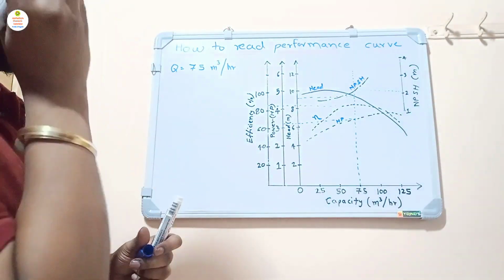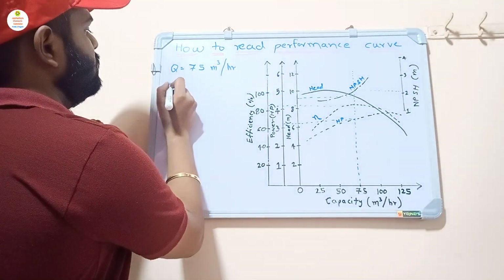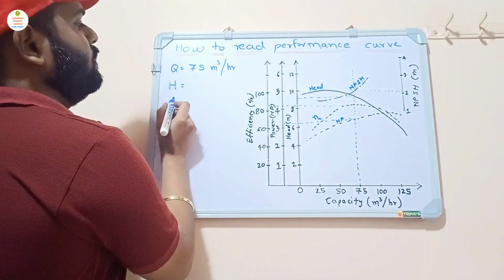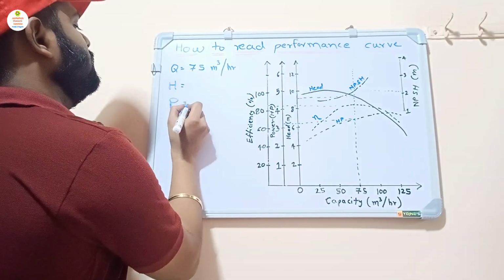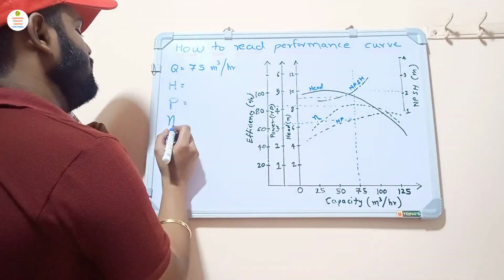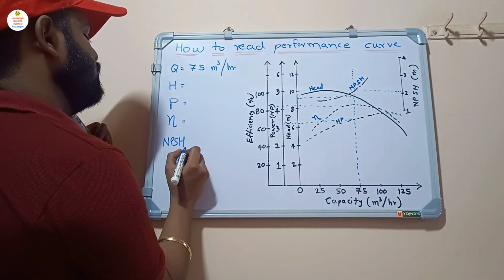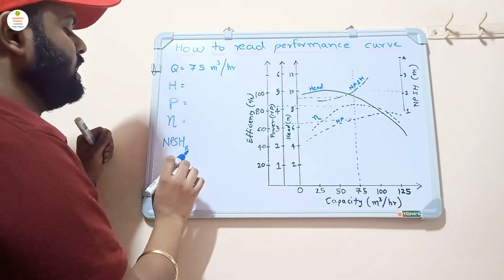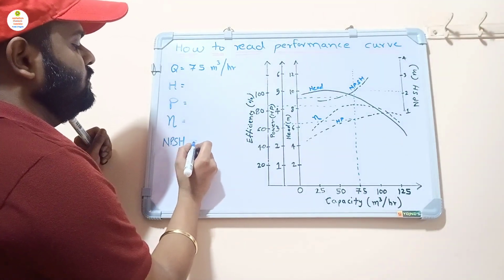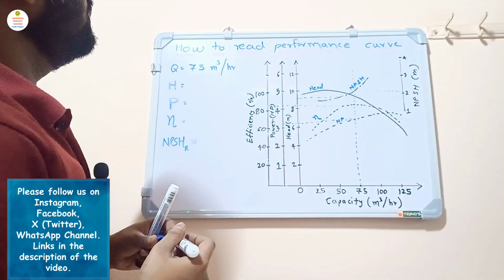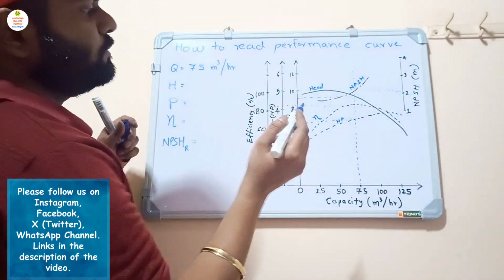Okay, so see here now, head is H, power is P, here it is efficiency, and here NPSH required. This is the required value, that's why I'm writing the R in the suffix.